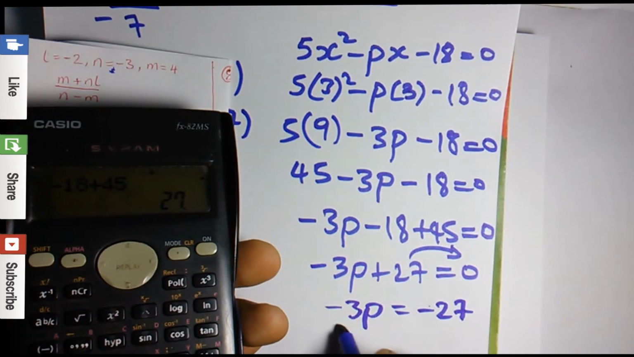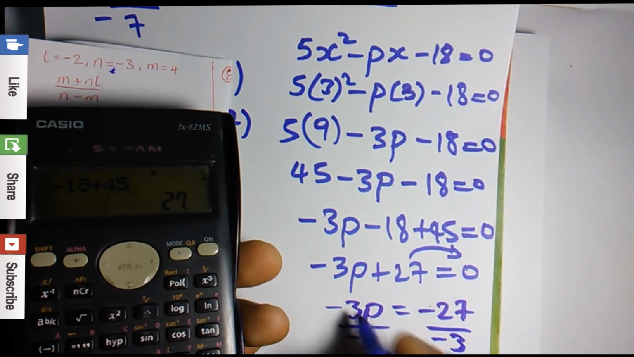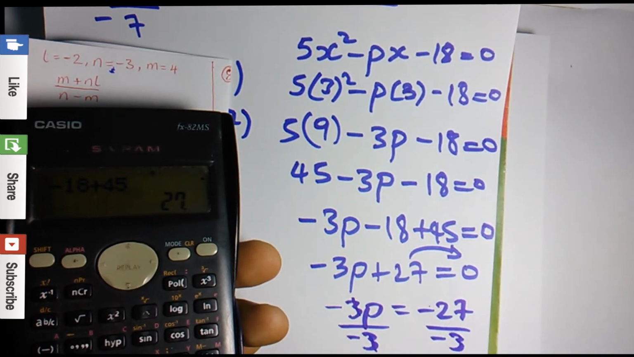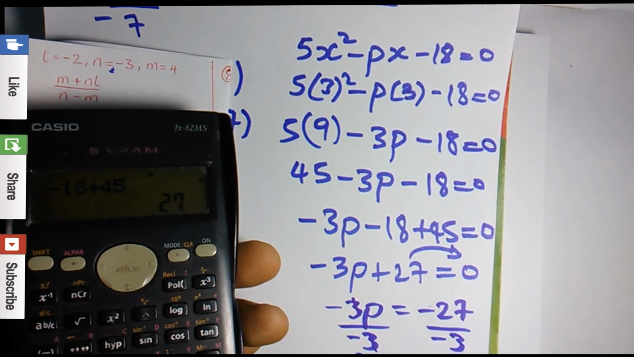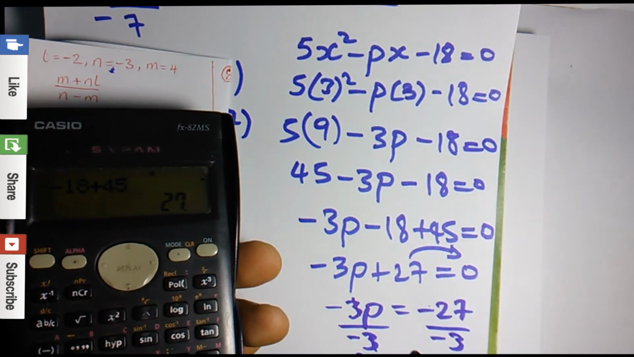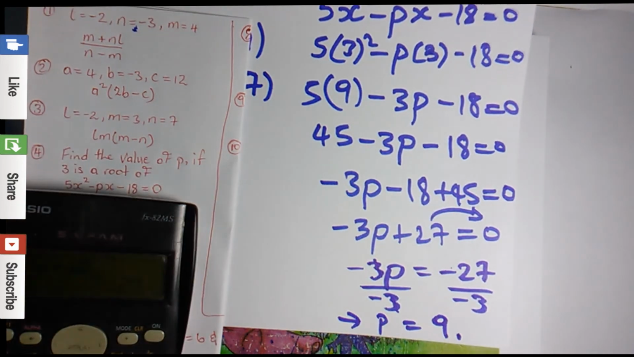We need to divide both sides by negative 3. 3 cancels 3. Negative divided by negative is positive. So p is equal to 27 divided by 3, and 3 into 27 goes 9. So p is equal to 9 for this one. P is equal to 9.